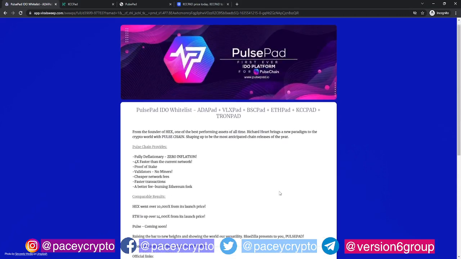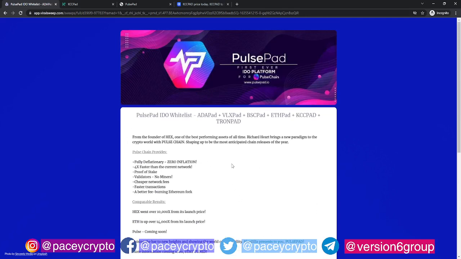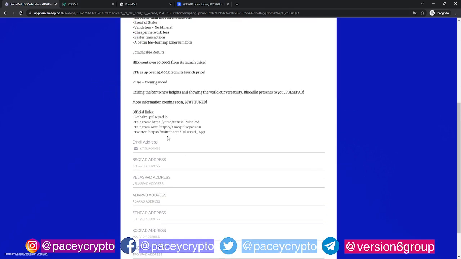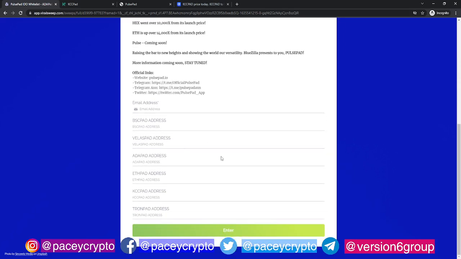So essentially, you want to go on this site, and the link to this site is in the description. This is the form for the whitelist, and essentially what you want to do is put in your address for each launchpad, right? So obviously you know that TronPad, ADAPAD, and ValisPad are all on different blockchains, so your address is going to be different for TronPad, ADAPAD, and ValisPad, right?